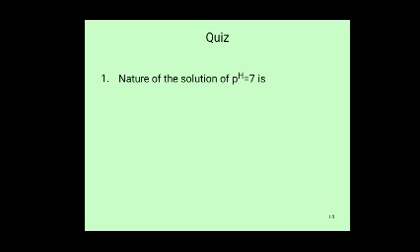Now, some quiz questions. Nature of the solution of pH 7. A. Acidic. B. Basic. C. Neutral. D. None. Acidic solution has pH value less than 7, between 0 and 7 is called acid. Basic solution is more than 7 up to 14, that means above 7 to 14 is called base solution. Neutral solution pH is 7. So here the answer is C.